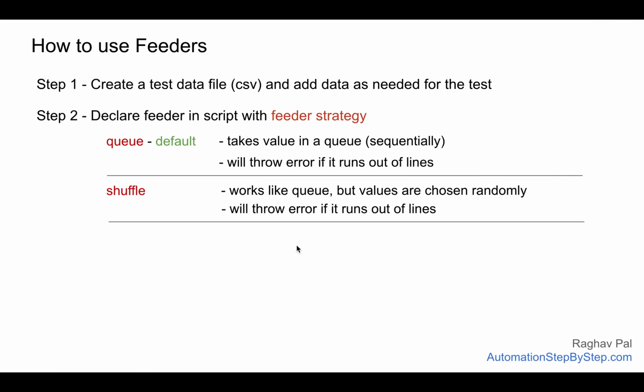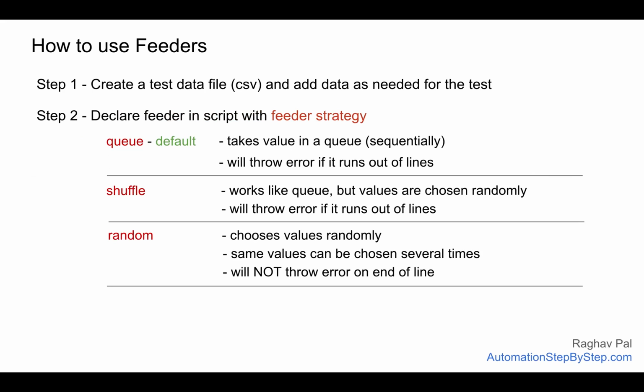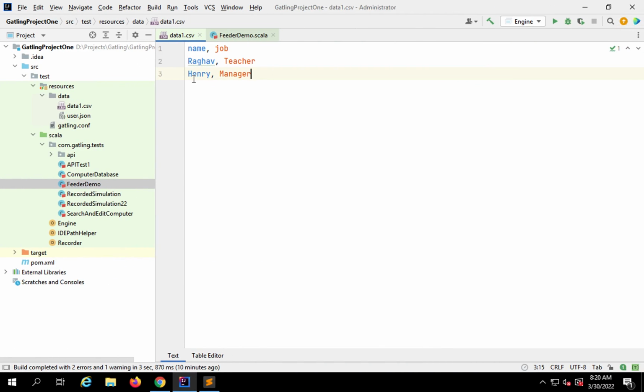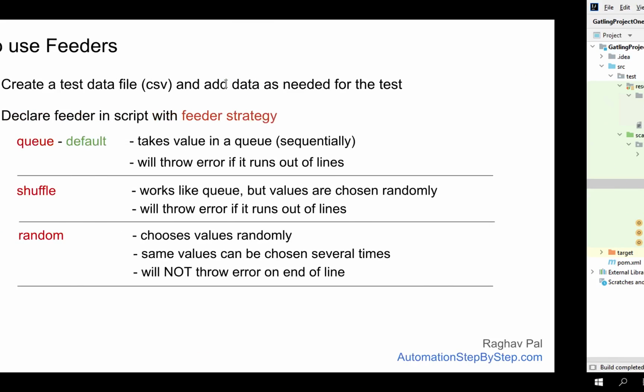Then we have shuffle. It works like queue, but the values are chosen randomly, and it will also throw an error if it runs out of lines. Then we have the random feeder strategy. Here it chooses the values randomly from the data source, and it will not throw an error at the end of the file because it can choose multiple values, or the same values, at different times. So even if it reaches the end of file, it can use the same values again randomly, so it will not throw any error.